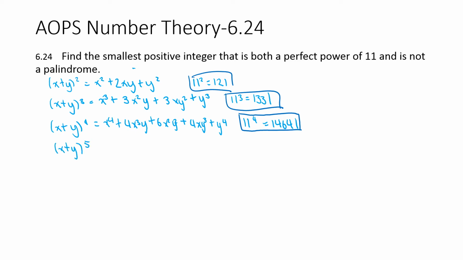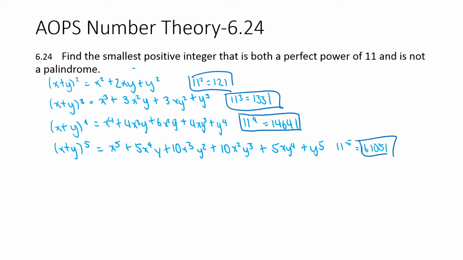(x plus y) to the power of 5 is equal to x to the power of 5 plus 5x to the power of 4 y plus 10x to the power of 3 y to the power of 2 plus 10x to the power of 2 y to the power of 3 plus 5xy to the power of 4 plus y to the power of 5. And if x is equal to 10 and y is equal to 1, then 11 to the power of 5 is 161051, which is not a palindrome. So the smallest positive integer that is not a palindrome and a perfect power of 11 is 161051.